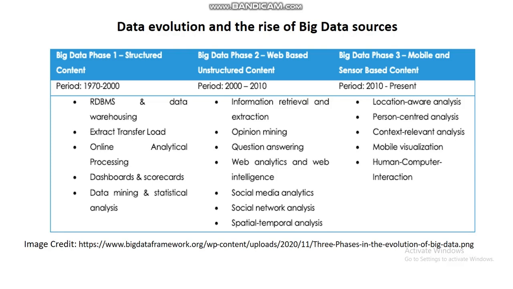And the evolution coming right now is mobile and sensor based content. Here, location aware analysis and person centered analysis, as we have seen, person to person data is getting monitored and saved in the system. So this is a visualization of the data evolution and the rise of big data, right from phase 1 to phase 3.